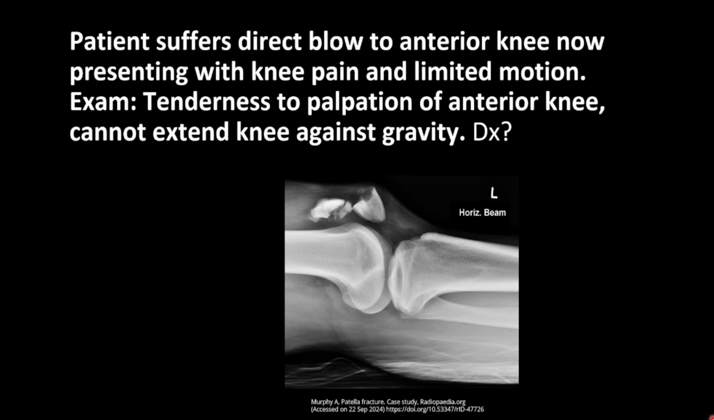All right, another case of trauma to the knee. Let's say a patient suffers direct trauma to the anterior knee, and now they're presenting with knee pain and limited range of motion. On exam, you note severe tenderness to palpation of the anterior knee and with knee extension, and they cannot extend the knee against gravity to a full 180 degrees. So what is your diagnosis? And here is the x-ray.